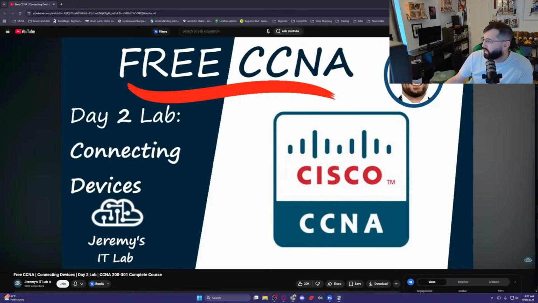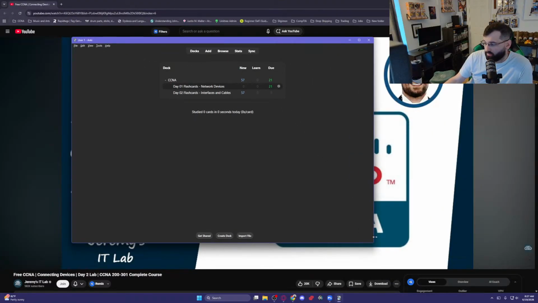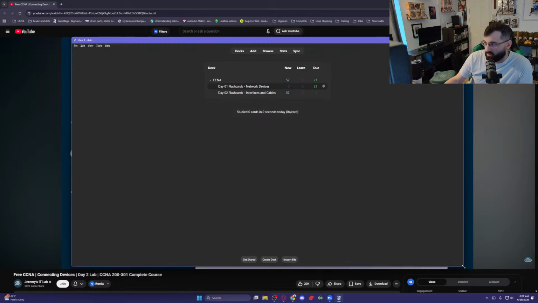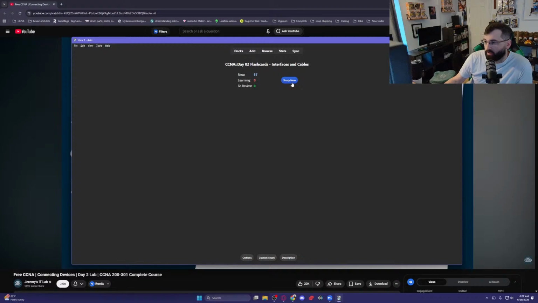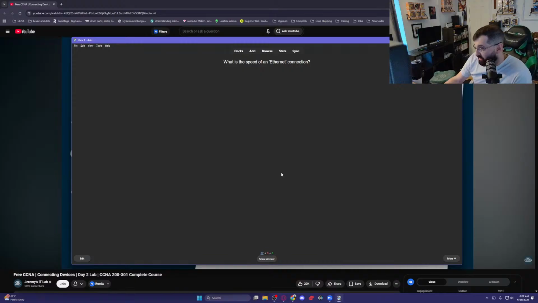So the flashcards. Flashcards. No matter how big I make this, it still is small. Okay, here we go. Study now. What is the speed of an Ethernet connection?